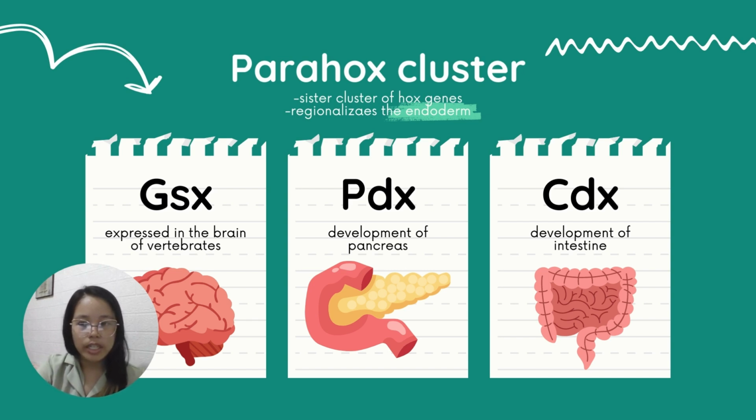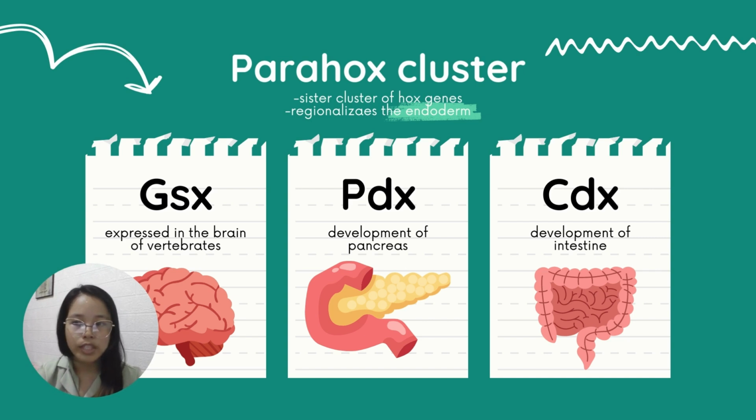The PDX gene is expressed during the early stages of pancreas development and is required for the formation of the pancreatic buds. It is also involved in the differentiation of the pancreatic cells into endocrine and exocrine cells. Lastly, the CDX gene is involved in the regulation of stem cell differentiation in the intestinal lining and expressed in the tail bud region of the developing embryo, controlling the formation of the tail and hindgut.